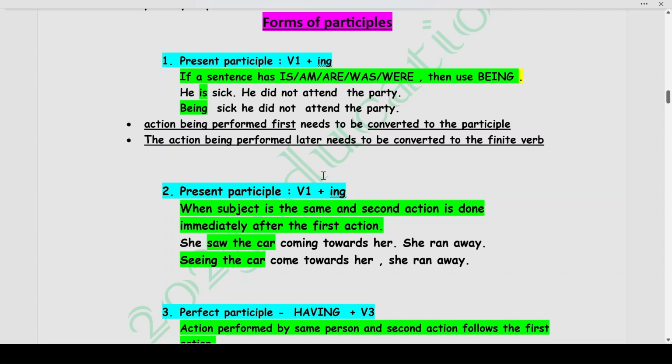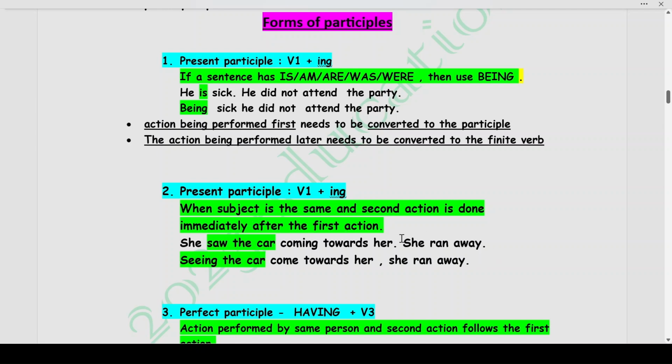Now let's go over to present participle which is V1 plus ing, but let us see the difference over here. When the subject is the same in both the sentences and the second action is done immediately after the first action. That means there is an action being done in the first sentence and the second action follows the first action immediately. There is no gap. Like for example, she saw the car coming towards her. She ran away. She saw a car coming towards her is action number 1, and seeing the car coming towards her, she ran away.